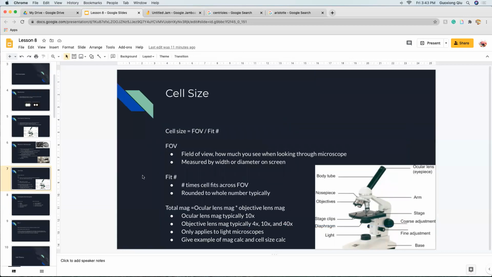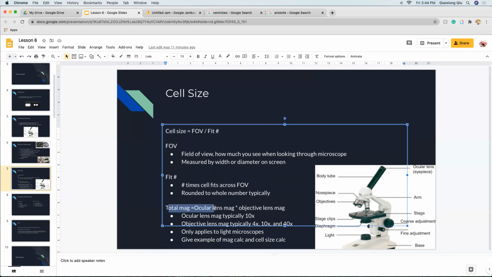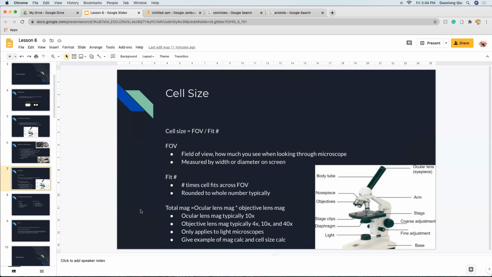Fit number is the number of times the cell fits across the field of view. It's usually rounded to a whole number. And this is a magnification formula where total magnification, so the magnification you're using, is equal to the ocular lens magnification, which is the magnification of this tube thing, multiplied by the objective lens magnification, which is the stuff down here on the light microscope.